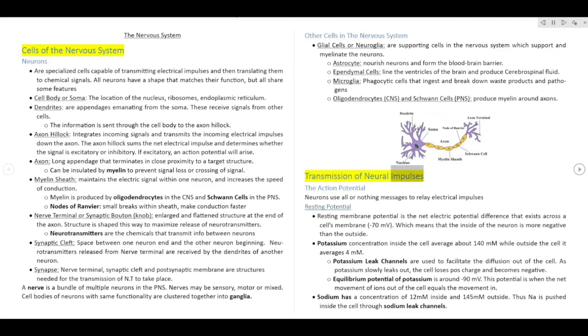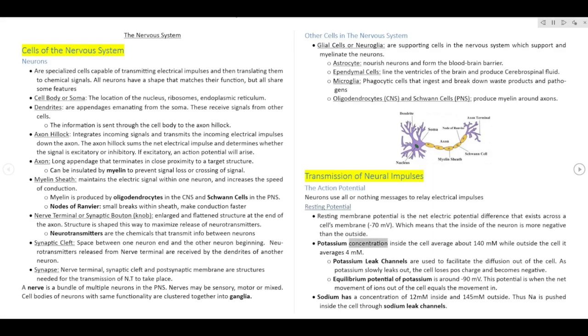Transmission of neural impulses. The action potential. Neurons use all or nothing messages to relay electrical impulses. Resting potential. Resting membrane potential is the net electric potential difference that exists across a cell's membrane, minus 70 mV, which means that the inside of the neuron is more negative than the outside.